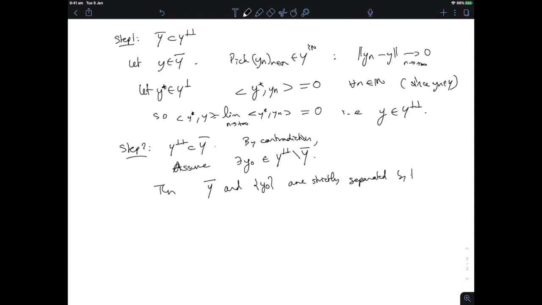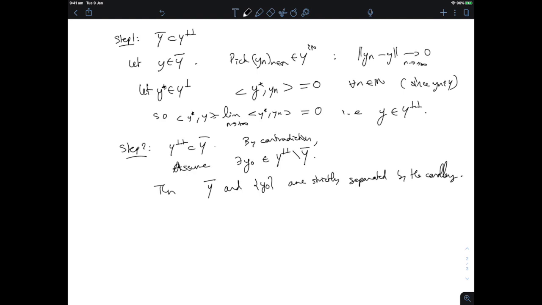That's by the corollary that we've just seen, right? A single point is certainly a compact set. Y bar is a closed set. They are both convex. A single point certainly is, and a closed subspace certainly is. And they're non-empty. So I can strictly separate them.